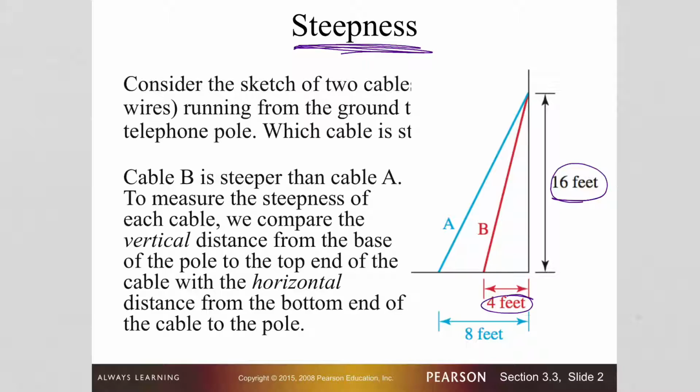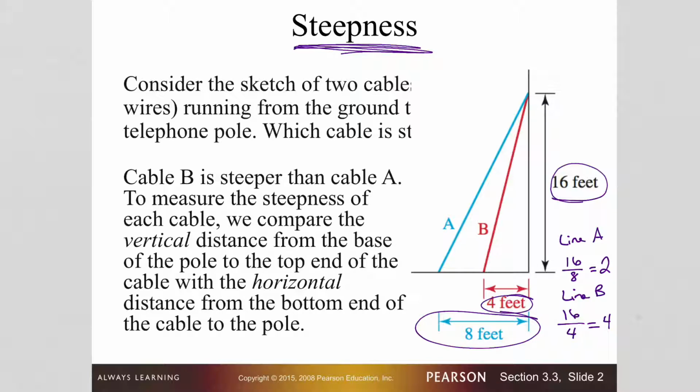Okay? So line A has a steepness of 16 to, and remember we're dealing with line A, to 8, so it has a slope of 2. Line B has a steepness of, they're both 16 feet tall, so 16 feet over, in this case, 4. So 16 divided by 4 is 4.